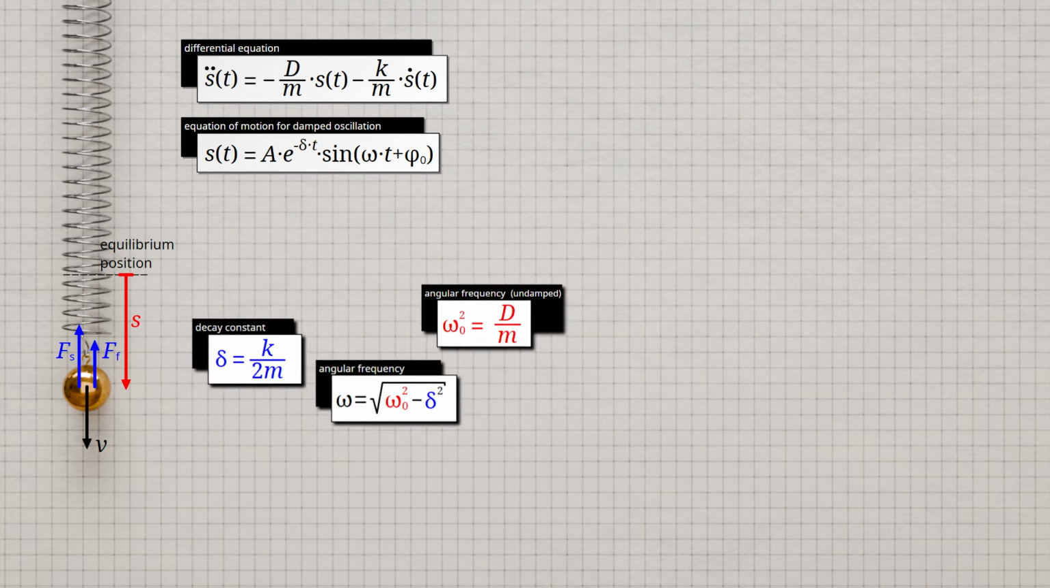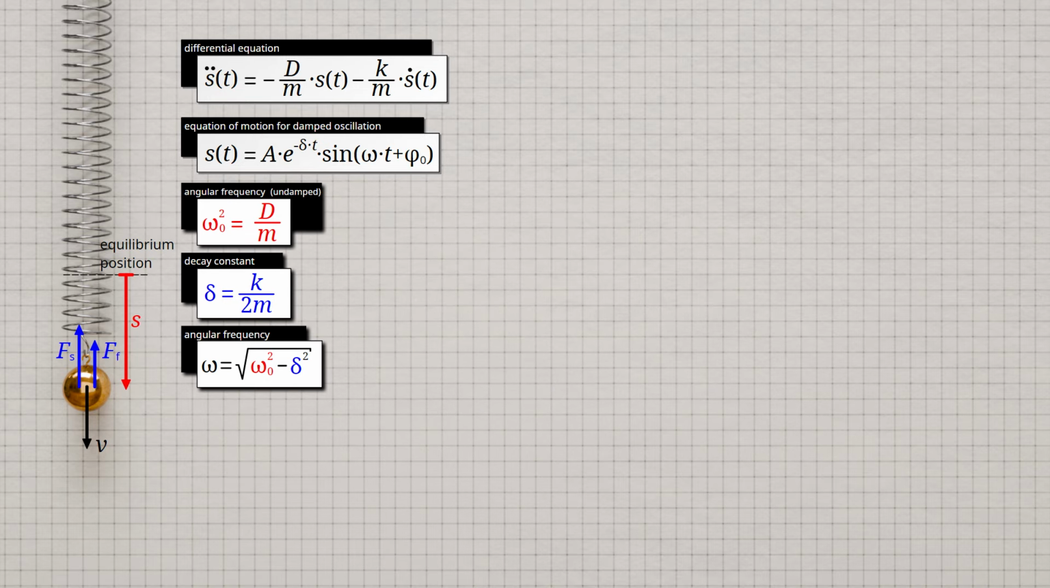Thus, the angular frequency omega of the damped oscillation can be expressed in terms of the undamped angular frequency omega 0 and the decay constant delta as indicated. At this point, we can already see that the oscillation frequency of the damped oscillation omega is always smaller than the frequency of the undamped oscillation omega 0, because the decay constant delta reduces the oscillation frequency.